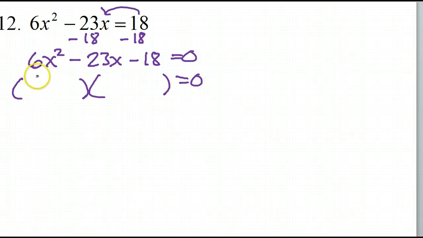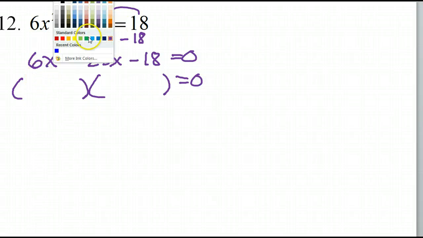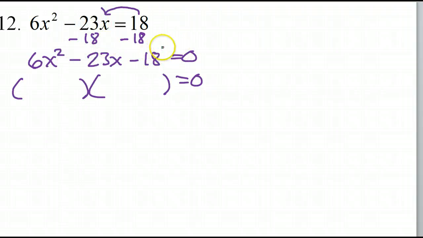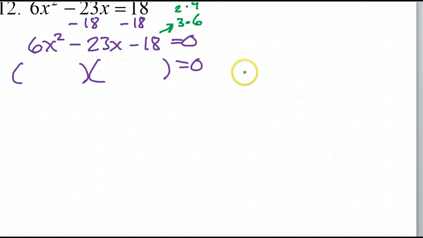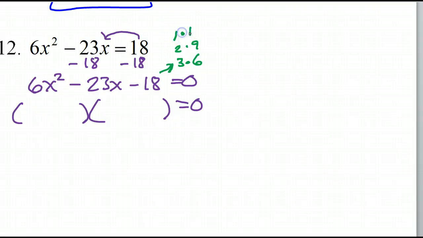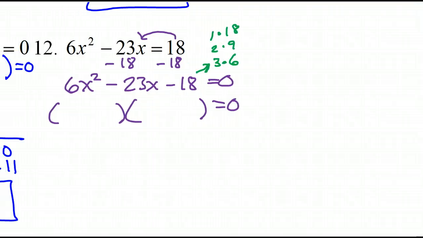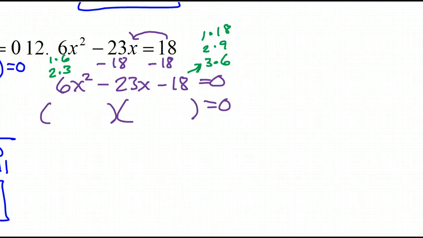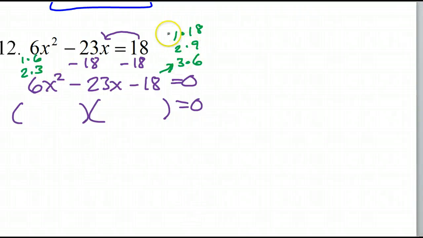Now, we really got to be careful with this because we have multiple options. So 18, that's either going to be 3 times 6, or it's going to be 2 times 9, or it's going to be 1 times 18. So those are the options happening with the 18. Meanwhile, the 6 is either going to be 2 times 3, or it's going to be 1 times 6. So those are the possibilities. Lots of possibilities to play with.